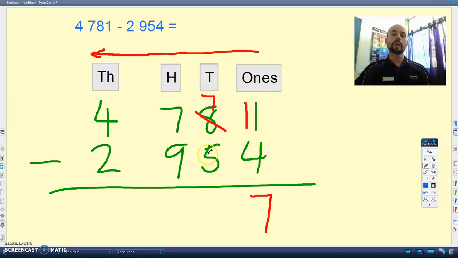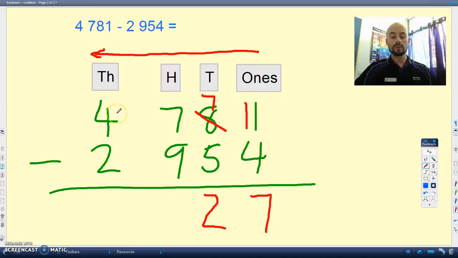7 subtract 5. Okay, that's pretty easy. 7 take away 5. We're left with 2. That's the answer, 2. Move on to the next house. 7 take away 9. There's 7. Can I take 9 away from that? No, I can't. So what am I going to do?